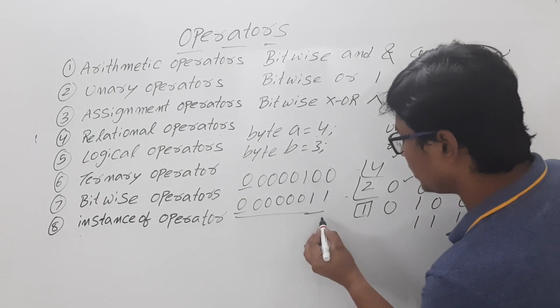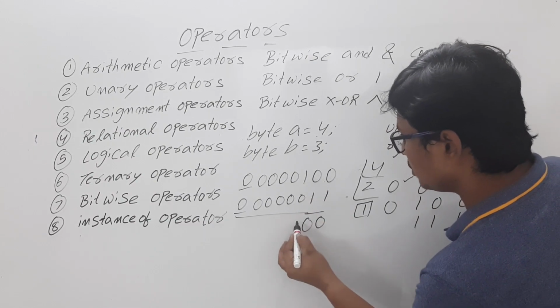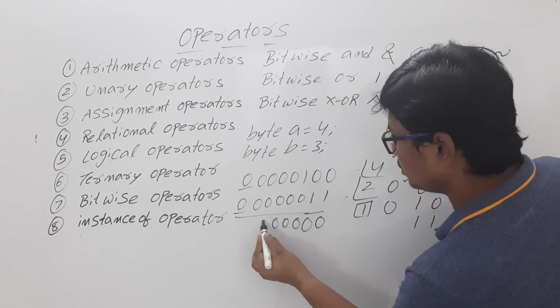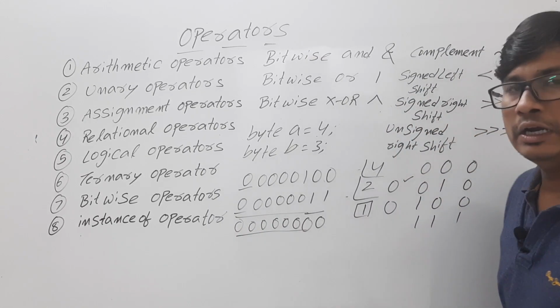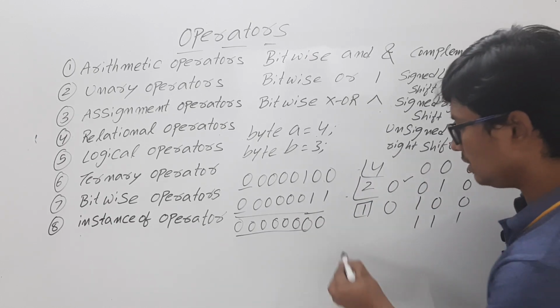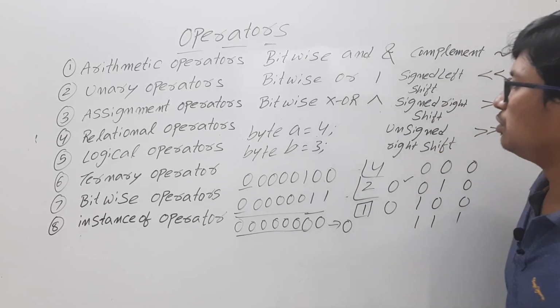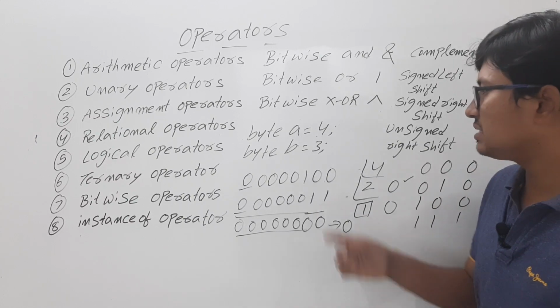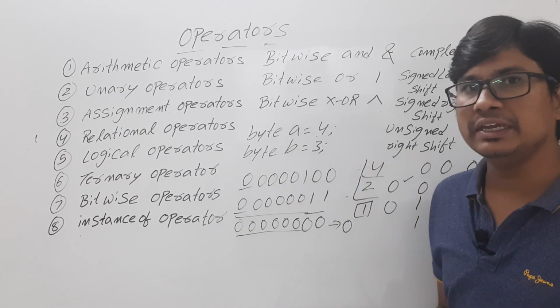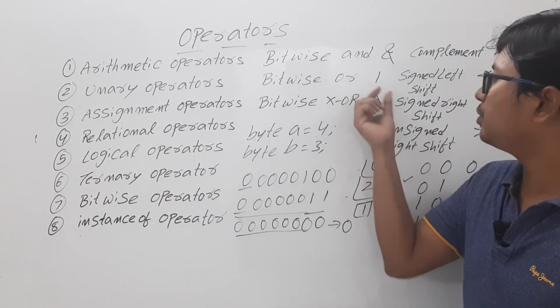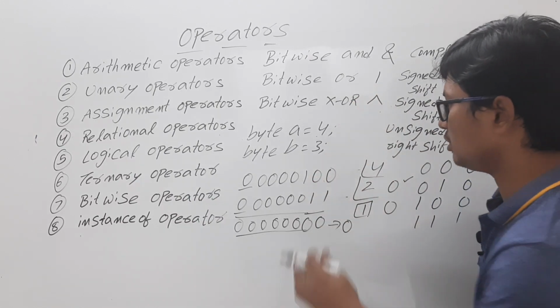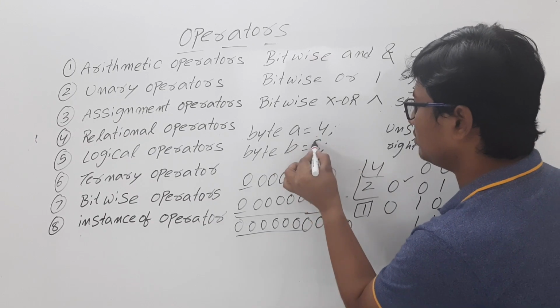So, if it is 0, 1, you will get 0, 0, 0, 0, 0, 0, 0, 0. So, if you convert this to a decimal number, it will give you an output as 0. So, if you perform bitwise AND between A and B, it will produce the output as 0. Is it clear? I hope you got the point. Let me discuss with another example. Instead of 4, I will take 5.